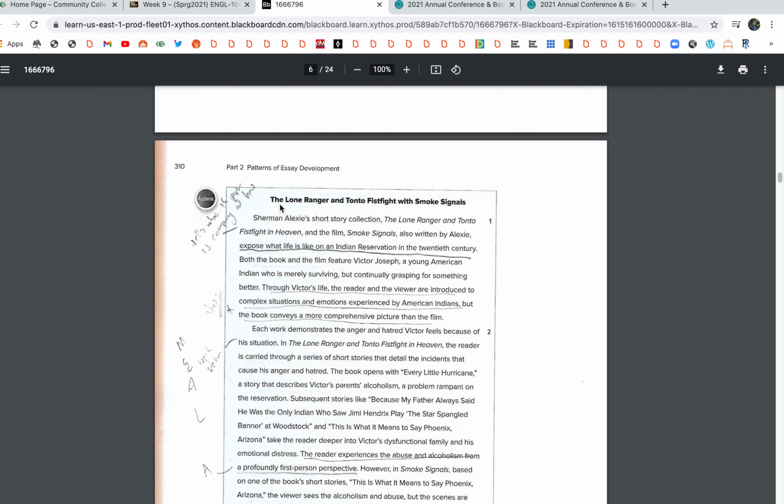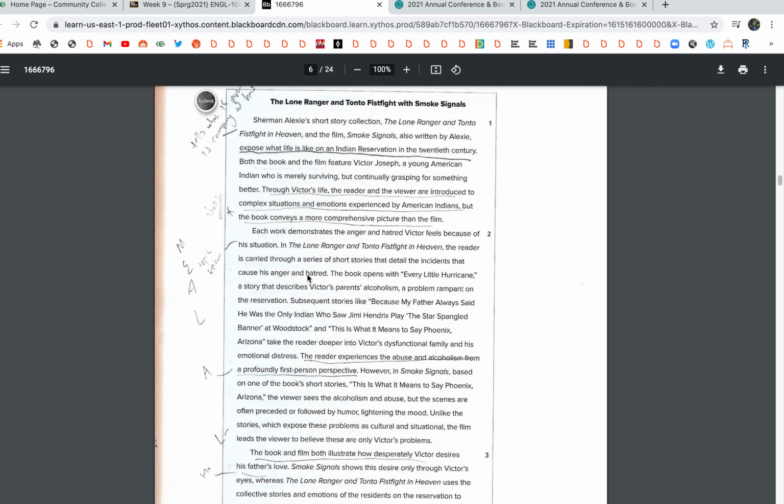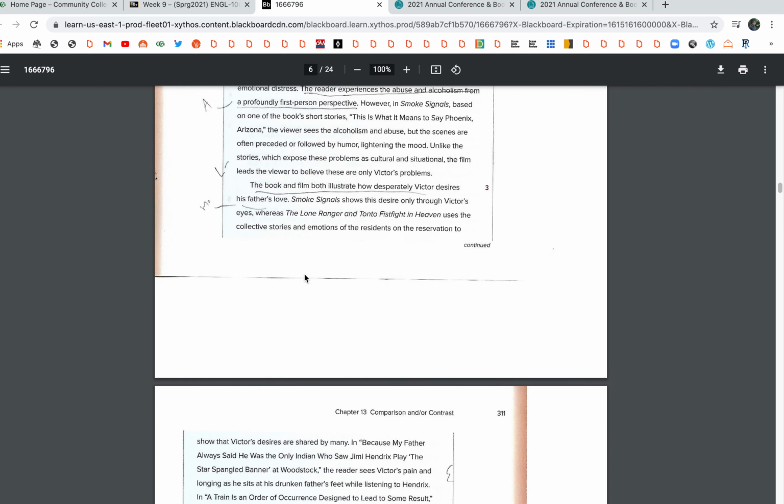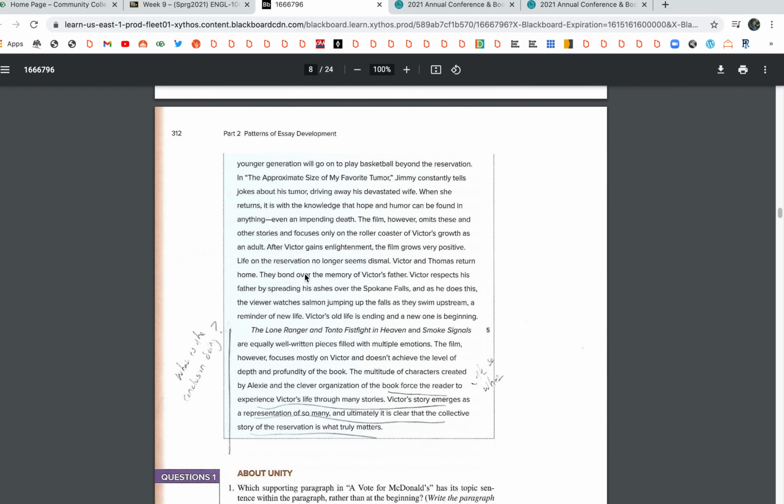this follows the film versus the short story collection, the Sherman Alexie. So you see it does point by point, right? And you see my notes all over it. Again, you can read this and check it out at your leisure. I'm not going to read this whole thing. So there's that. It keeps going. And so there it is.